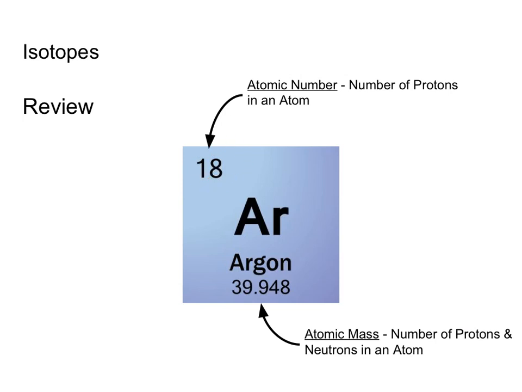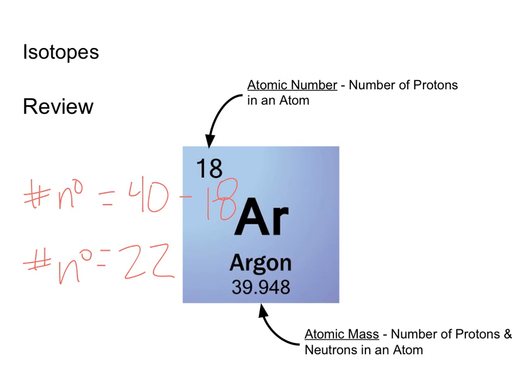So again, as a review, what we know is that the number of neutrons in an atom is going to be equal to 40 minus 18. So it's going to be my atomic mass minus my atomic number. And so with that, that's going to be equal to 22. So the number of neutrons that I would have in this atom would be 22. Add that to 18 protons, and that's going to give me a mass of 40.